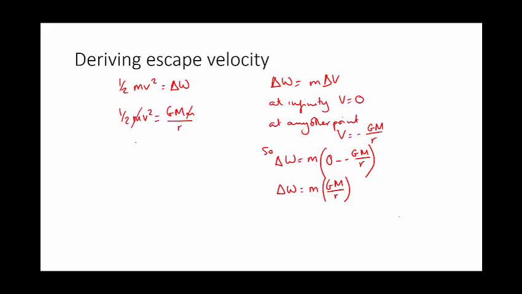And our little m's cancel out. So we get v squared is equal to 2gm over r, and then we can square root that to get the escape velocity is equal to the square root of 2gm over r. You have to be able to do that derivation.